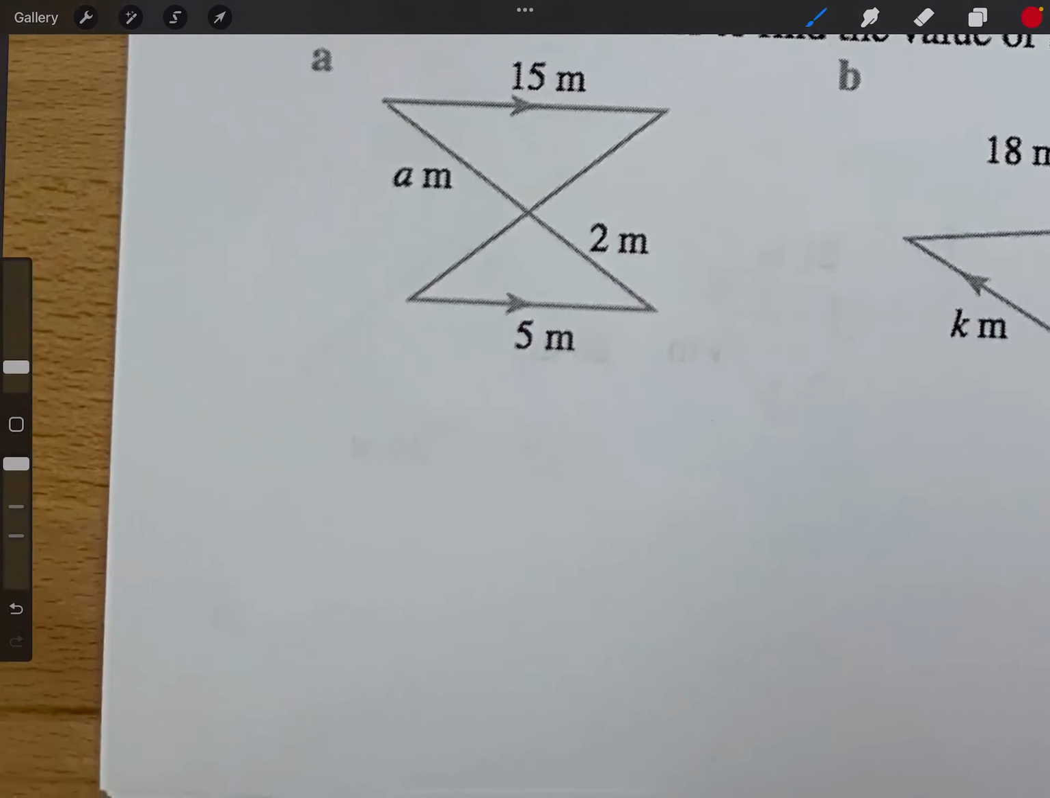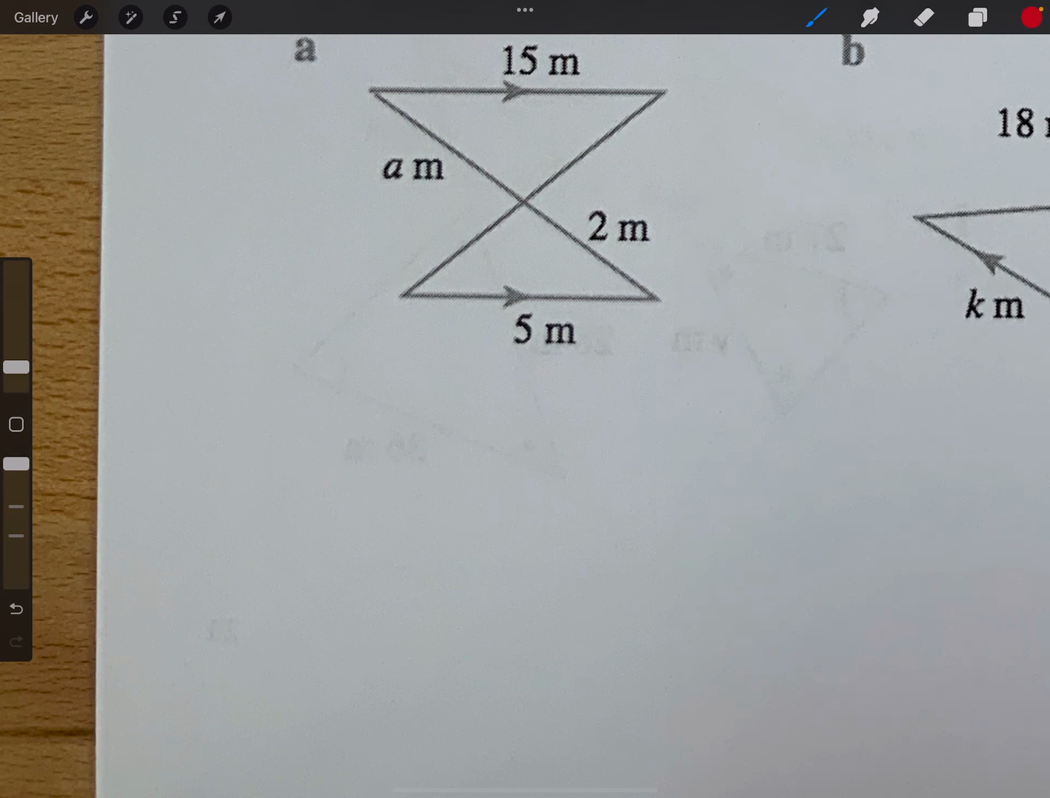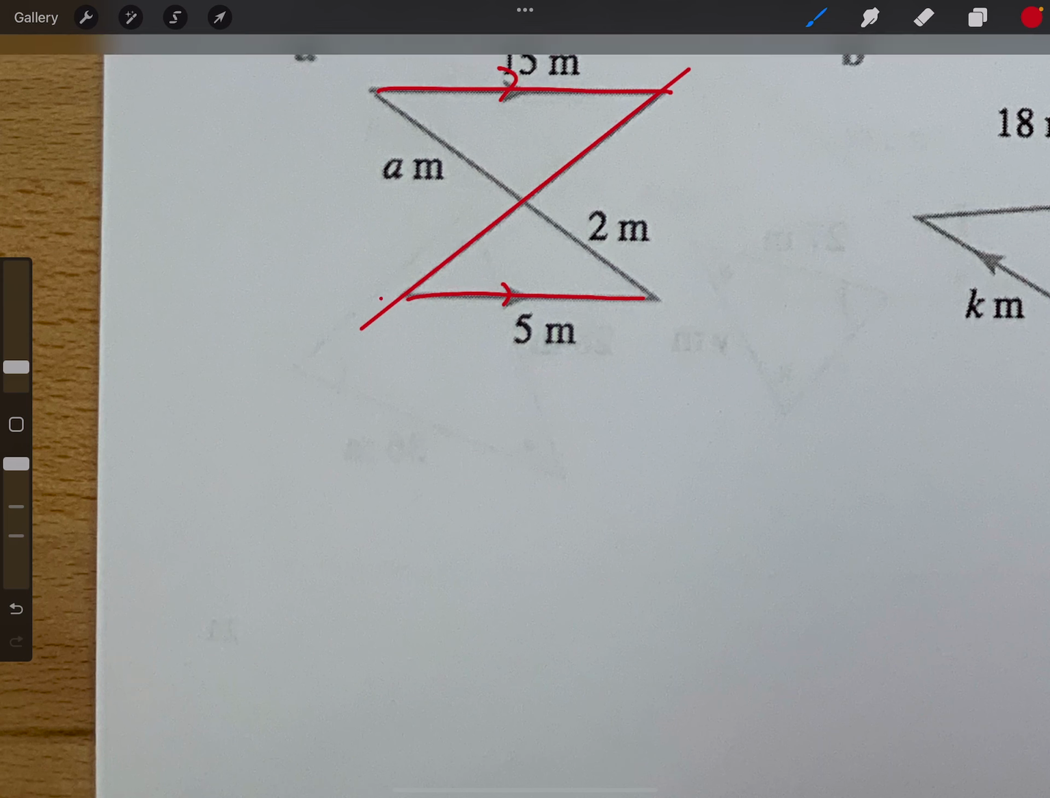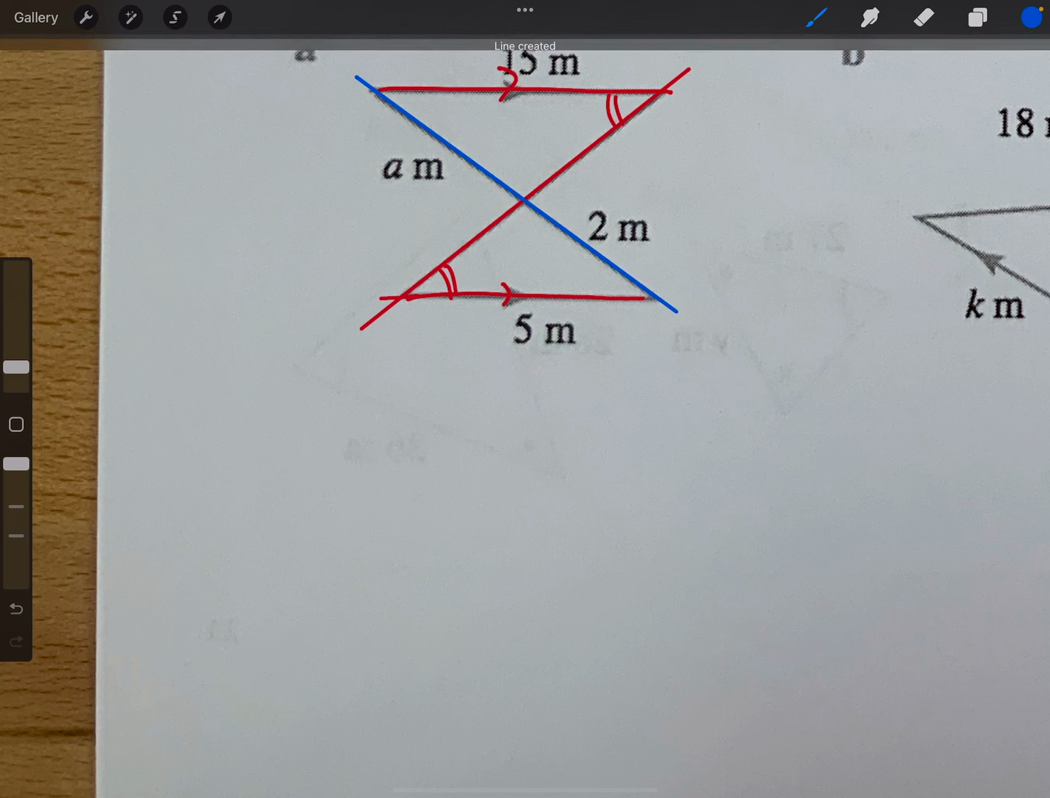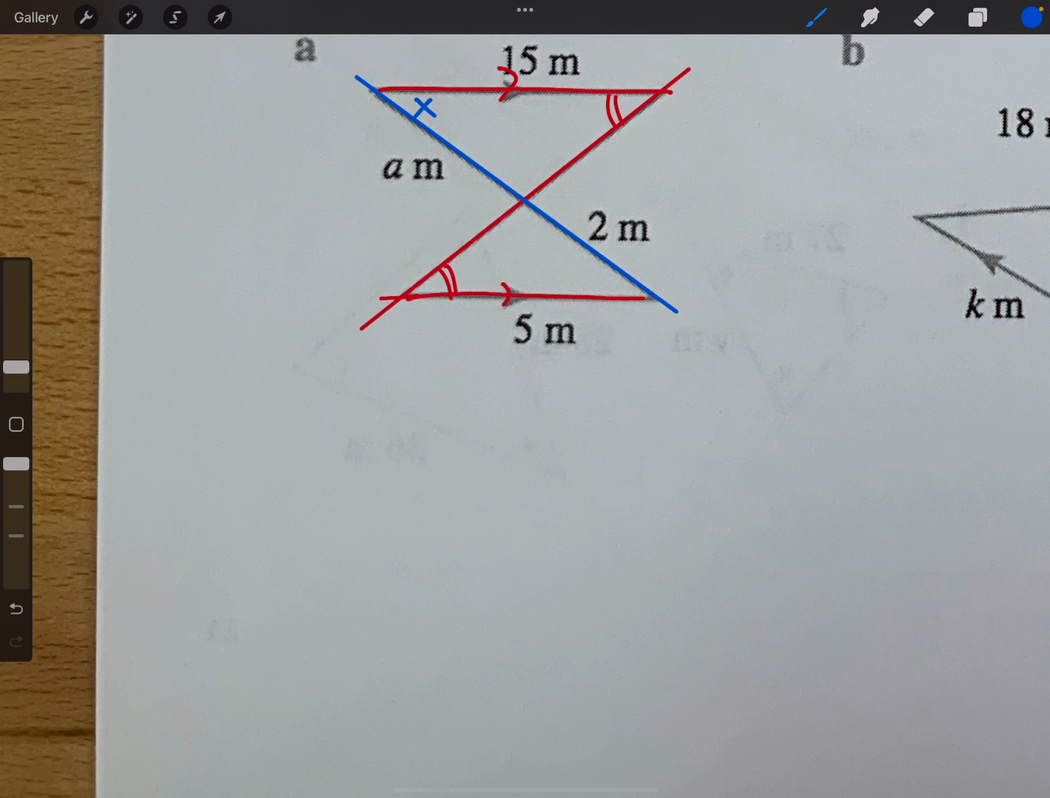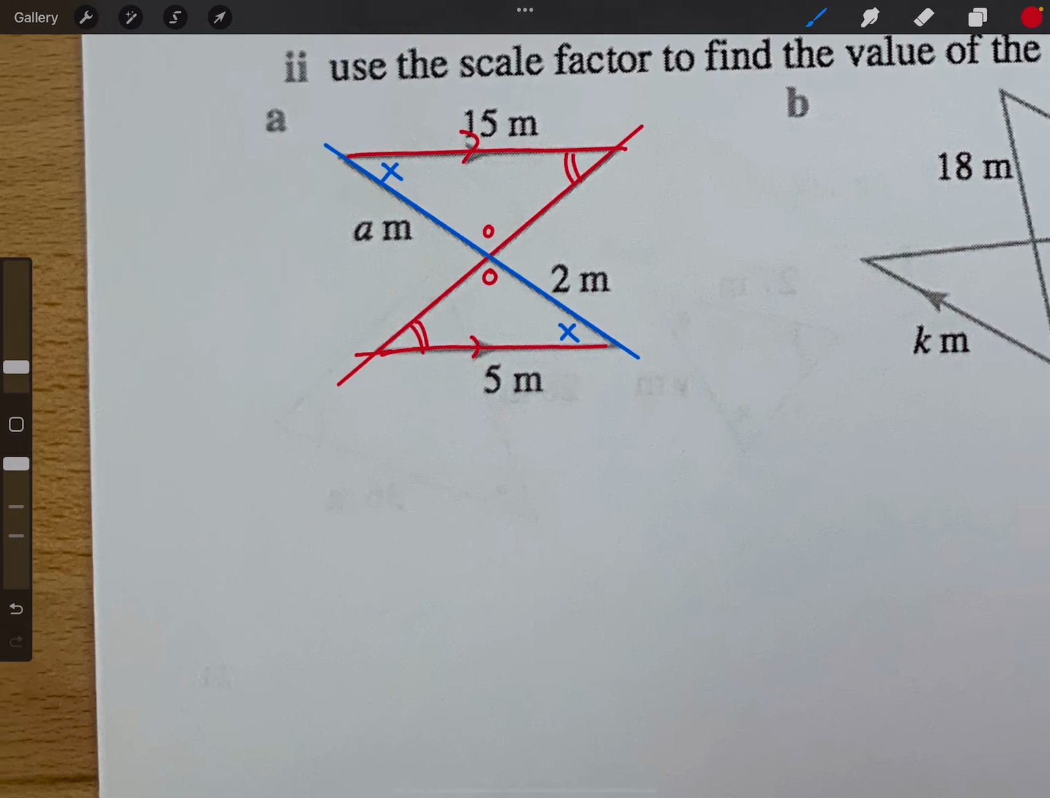Let's have a look. Okay, so we can tell that these two angles are the same because they're vertically opposite angles. Now you've got two parallel lines, and this line can be considered the transversal line that passes through the two parallel lines, which means that these two angles are indeed equal. Now we have another transversal line, which means that these two angles are also equal. So we have three angles that are equal, which means that they're similar triangles.